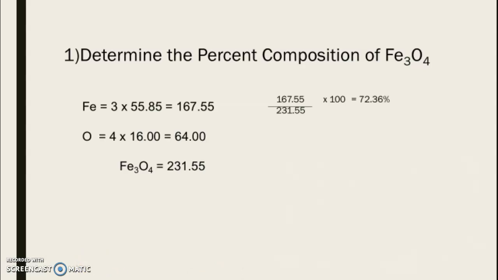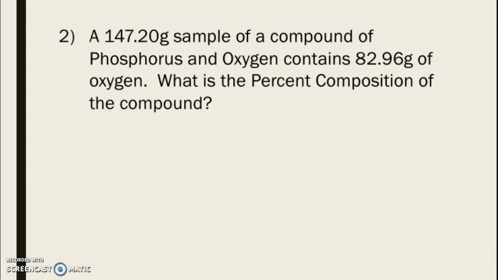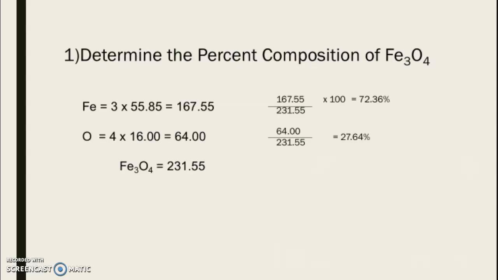So we found the mass of iron and the mass of the whole compound. Divide the mass of iron by the mass of the compound times 100, giving us the percent. Mass of oxygen divided by the mass of the compound times 100, giving us the percent. Oops, sorry. If you were wanting to write that down, you can do that. I double clicked by mistake.